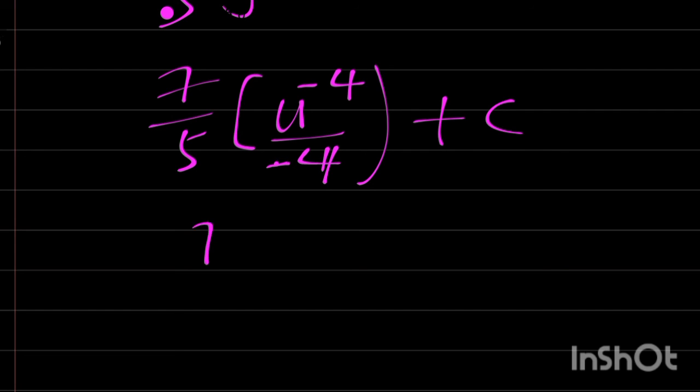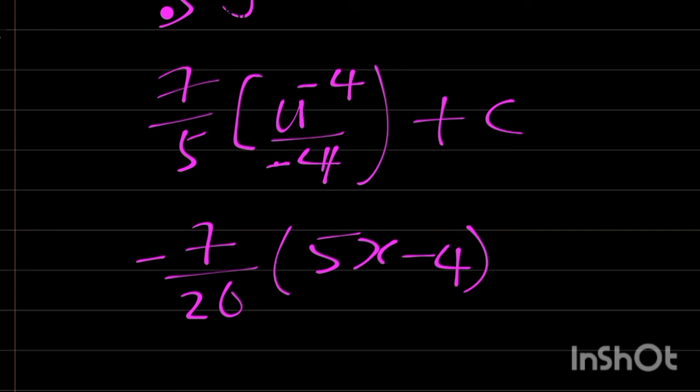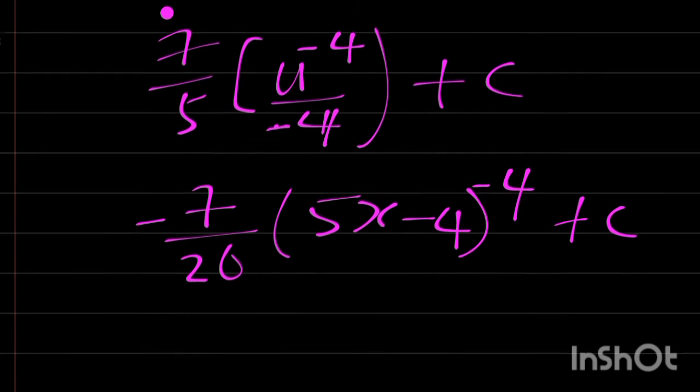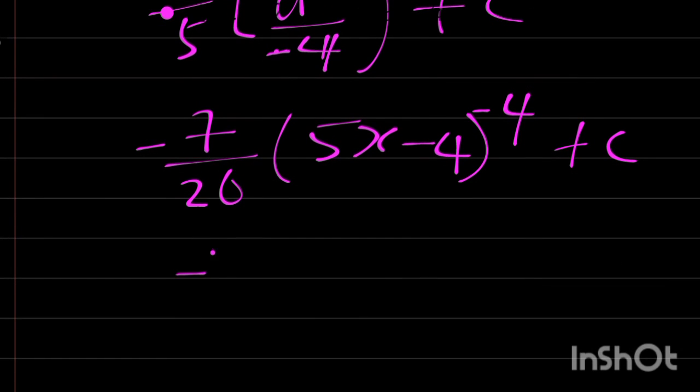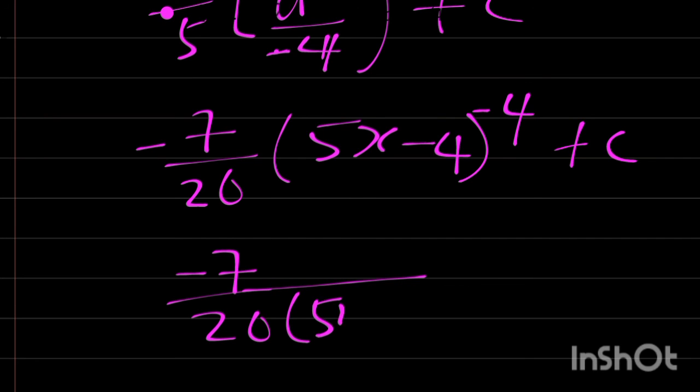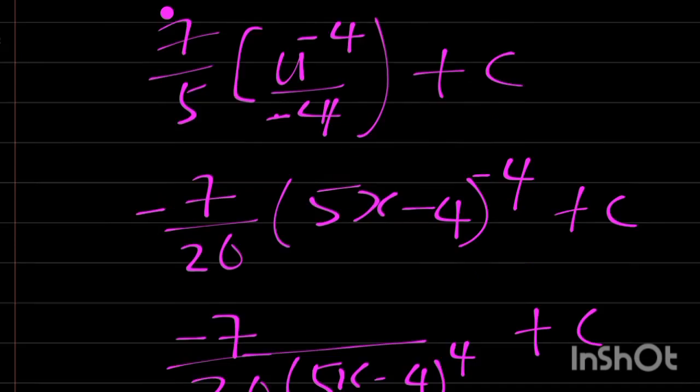Then I'm going to have minus 7 over 20. Then what is my u? 5x minus 4, raised to power minus 4. Then plus c. Okay, I have minus 7 over 20 over 5x minus 4 raised to power 4 plus c. That can also be your answer.